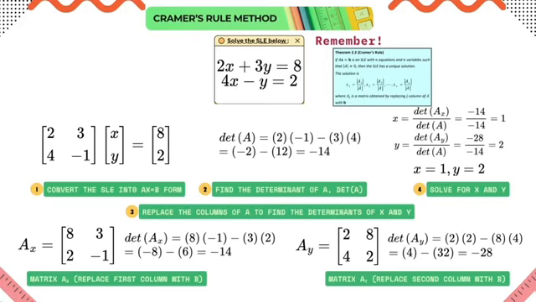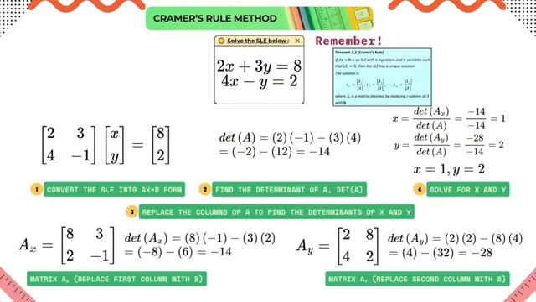The next method is Cramer's rule. Cramer's rule says that if Ax equals B is an SLE with n equations and n variables such that the determinant of A is not equal to 0, then the SLE has a unique solution, and the solution is xj equals the determinant of Aj over the determinant of A for all variables, where Aj is the matrix obtained by replacing the j-th column of A with B.